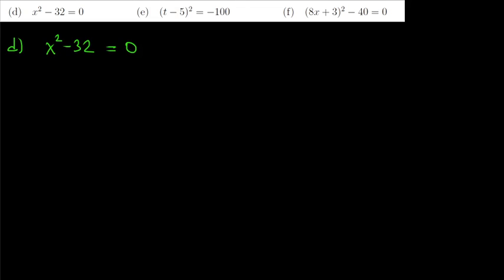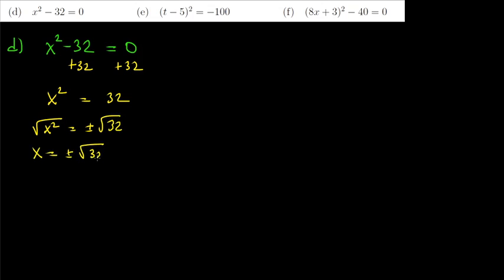All right, part D for number 13, x squared minus 32 equals 0. Now 32 is not a perfect square, so this is not amenable to factoring. So as before, let's just add the 32 to both sides, and then take the square root. Don't forget the plus or minus. So x is just going to be plus or minus the square root of 32.